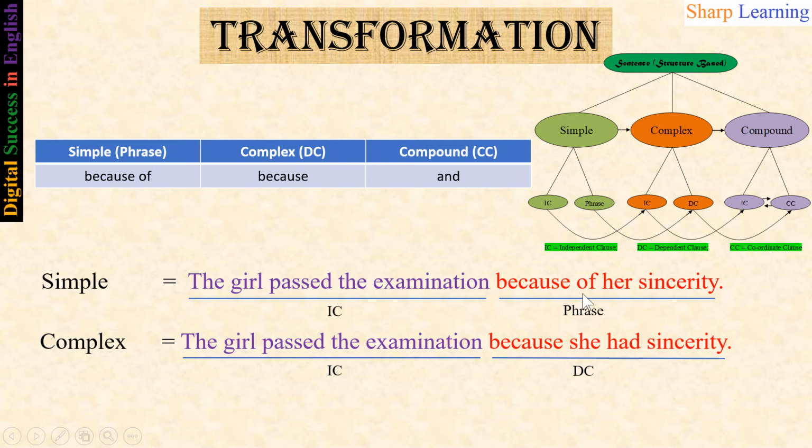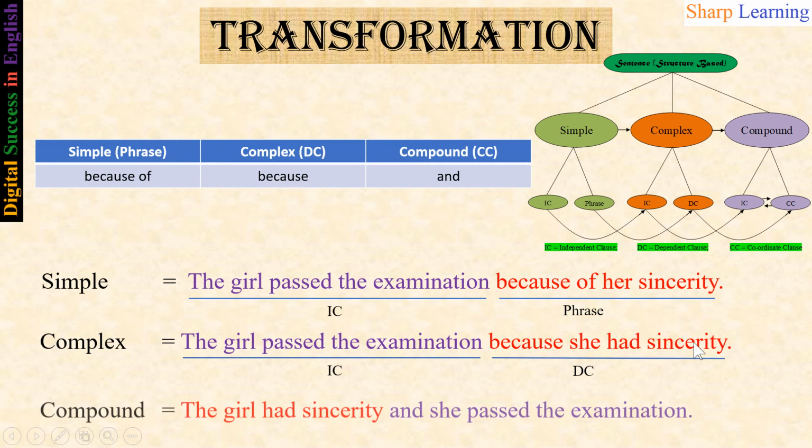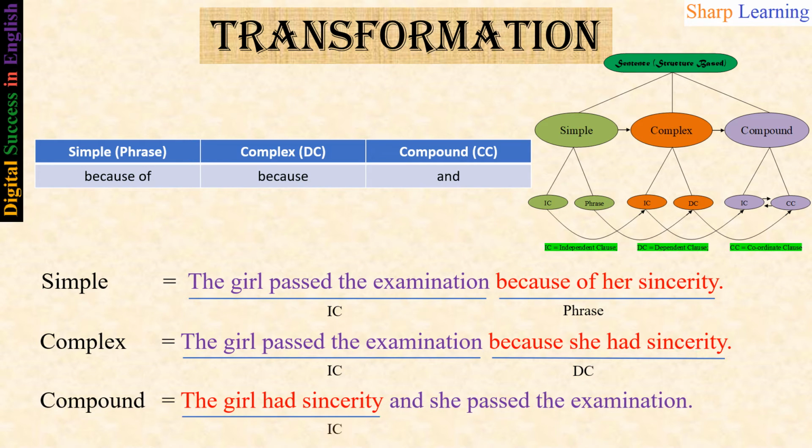Because of her sincerity, it was a phrase, but in the DC we have used "because she had sincerity." In a compound sentence, it is very easy. Why has it been interchanged? That means IC and CC in the compound sentence. Why has it been changed? It is an exceptional sentence.